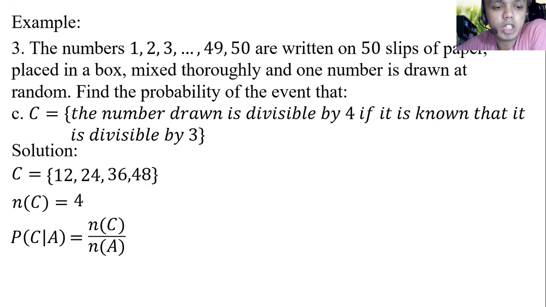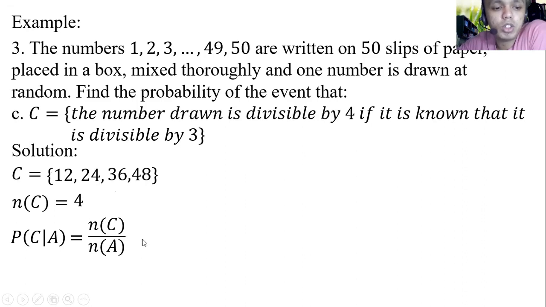Now, nasaan diyan yung intersection? Yung intersection diyan is yung C na natin. That is the intersection of ito, yung kinompute natin kanina. Ito yung intersection ng divisible by 4 at divisible by 3. Nag-shortcut tayo dito, ha, para baka ma-confuse kayo. Nag-shortcut na ako dito, okay?